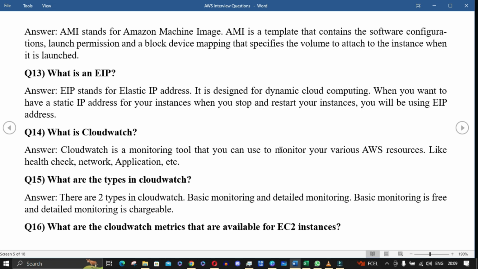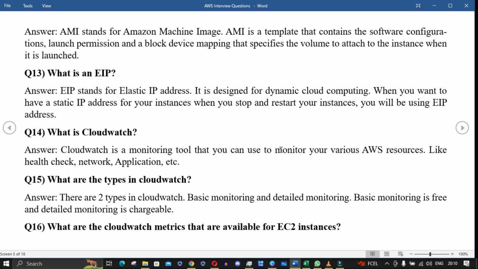What is an EIP? Answer. EIP stands for Elastic IP addresses. It is designed for dynamic cloud computing. When you want to have static IP addresses for your instances when you stop and restart your instances, you will be using EIP addresses.